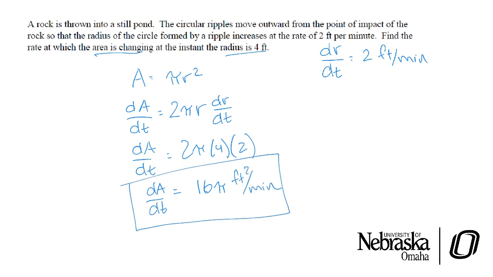Okay, now it's feet squared because the radius is in feet. If I backtrack it, so if I actually put in these units, this is 4 feet, and this was 2 feet per minute. So when we multiply that, we have feet and feet in the numerator and minute in the denominator. So that would be feet squared per minute.